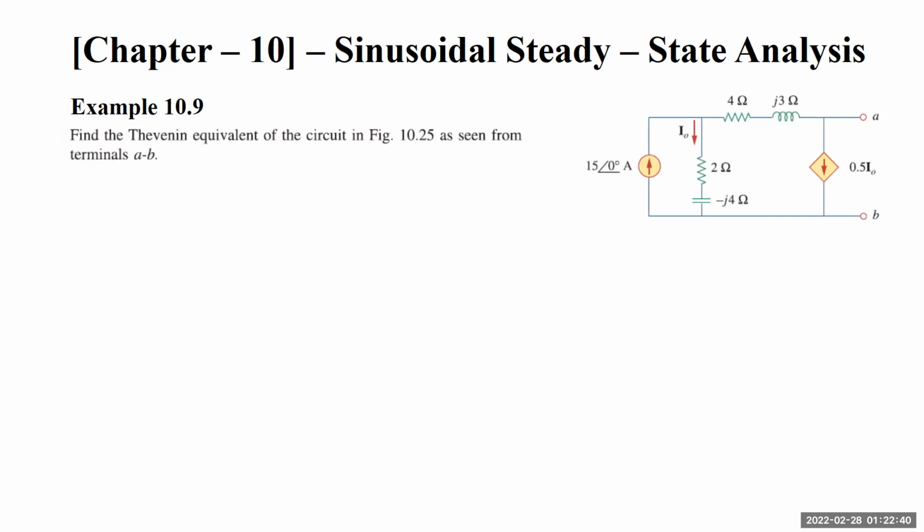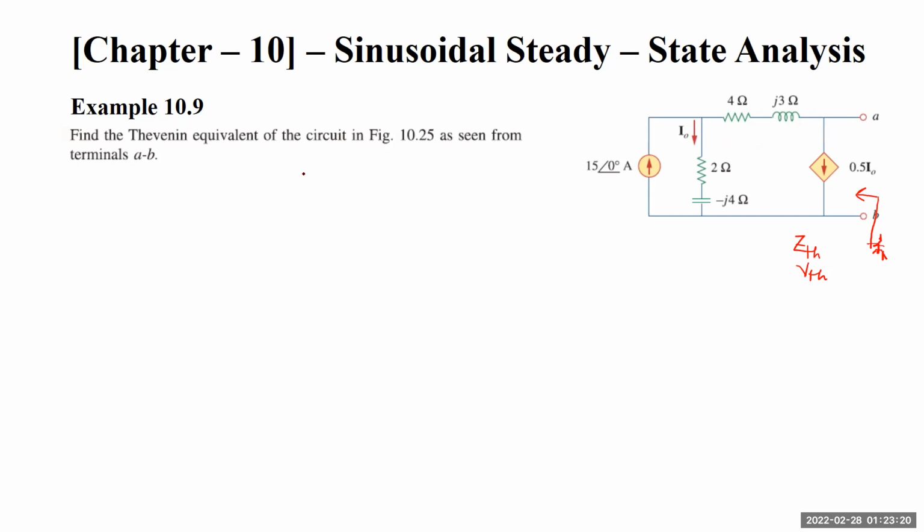So in example 10.9, again we have to solve a Thevenin equivalent for a circuit that is shown in this figure, and this is figure 10.25 from the book. Again we see that we have two terminals, terminal A and terminal B, and if a person is standing here, we have to find out Z Thevenin and V Thevenin at this location. This circuit has already been converted into phasor form, so we do not need to convert it further.